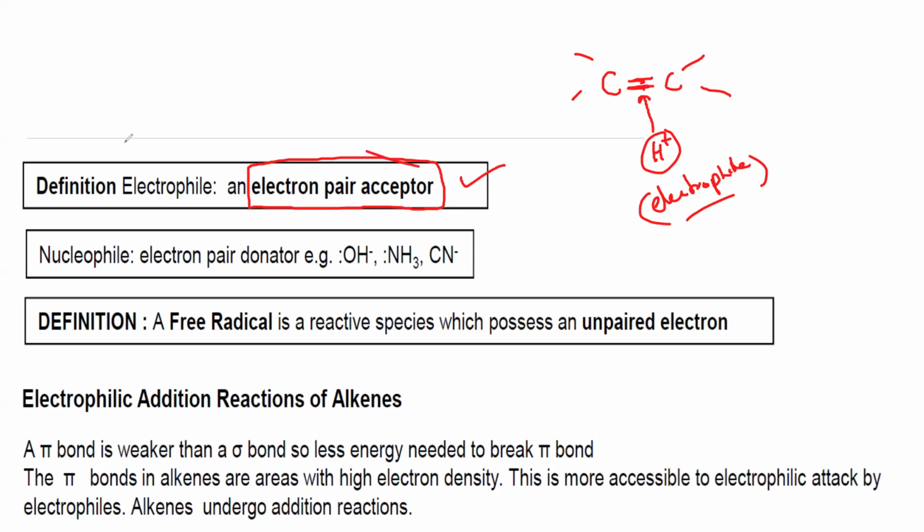So if it tries to accept the pair of electrons to form a bond, that's the definition of the electrophile. Electrophiles are attracted towards the electron rich side and then they try to steal that electron, or take that electron, to form a new bond. So the definition of electrophile: they are electron pair acceptors. Is this definition of the electrophile clear?